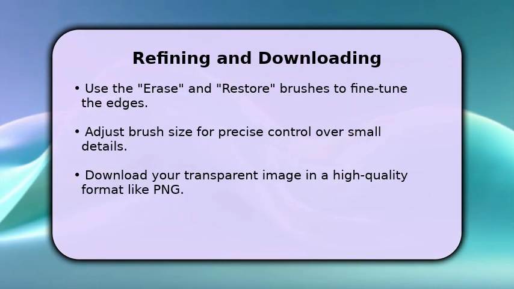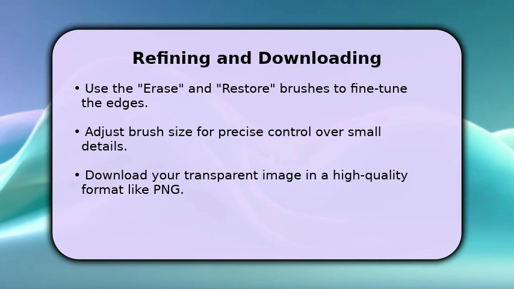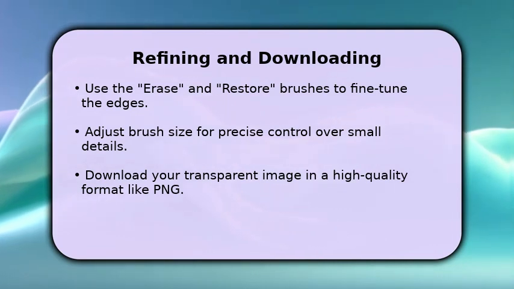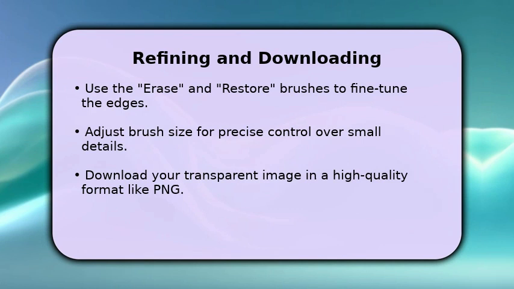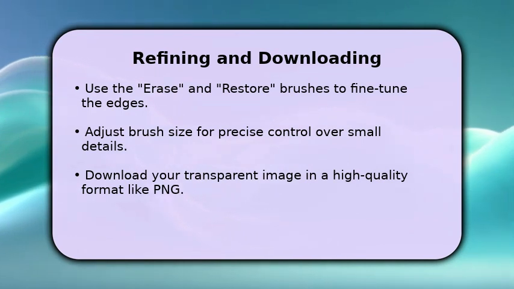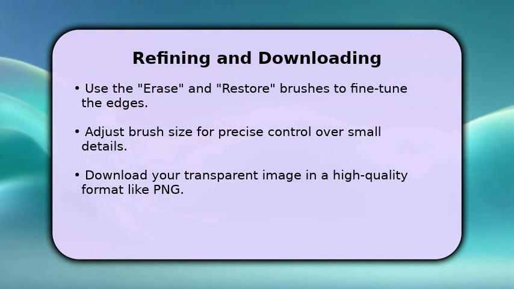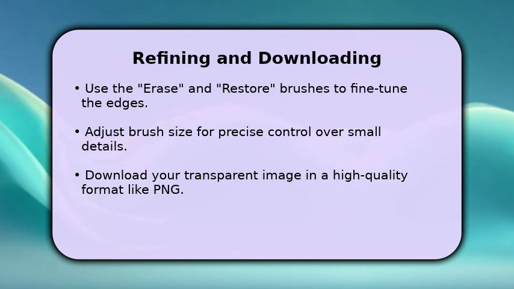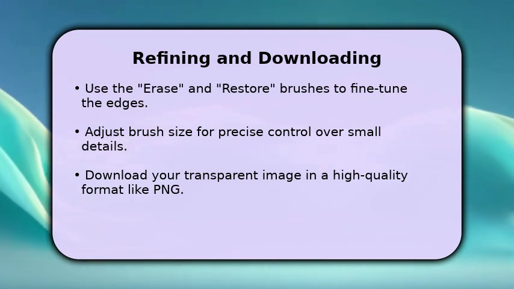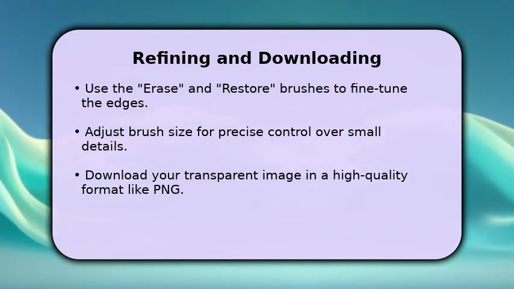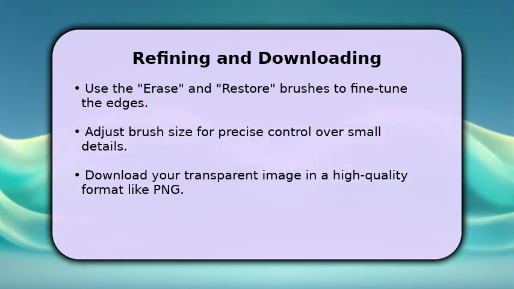After the initial removal, you might want to refine the edges. Canva provides erase and restore brushes, allowing you to manually adjust any areas that need a little touch-up. You can easily change the brush size for more precision. Once you're happy with the result, click Done and then download your image. For transparent backgrounds, always choose the PNG file type for the best quality.